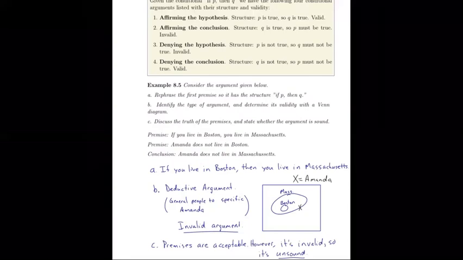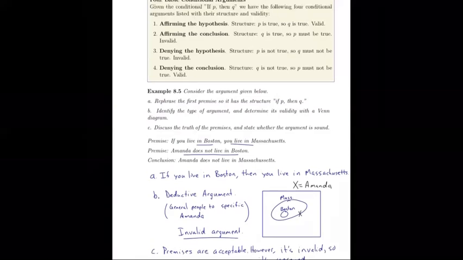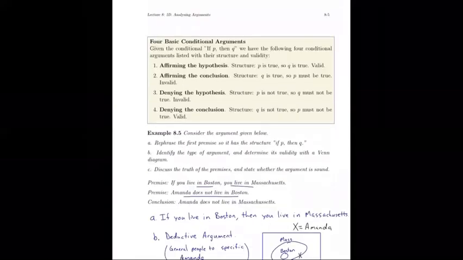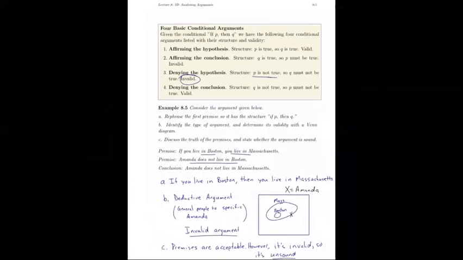Now to think about this in terms of our structures above, we have if Boston, then Massachusetts. Okay, that's our if P, then Q. What we have is that Amanda does not live in Boston. So this is not P. This is denying the hypothesis. This is an invalid logical structure. It doesn't work. And we see why in the example below: just because you don't live in Boston doesn't mean you don't live in Massachusetts.